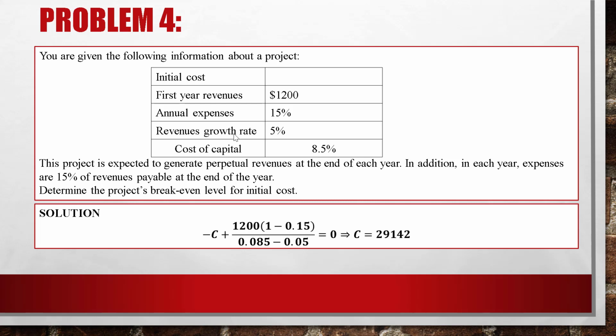We got C is 29,142. So the break-even level of the initial cost should be 29,142, which means if we have the initial cost of 29,142 at the beginning, then the NPV of this project should be 0, meaning the project costs nothing.